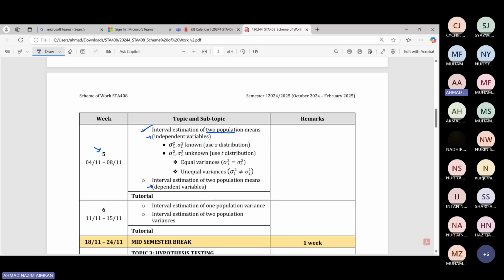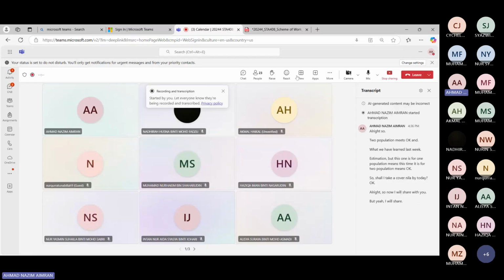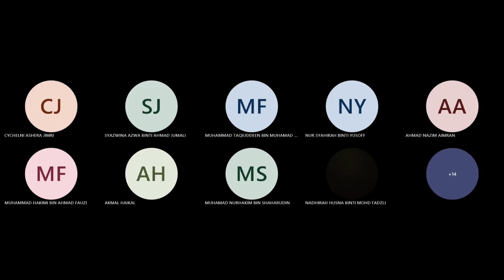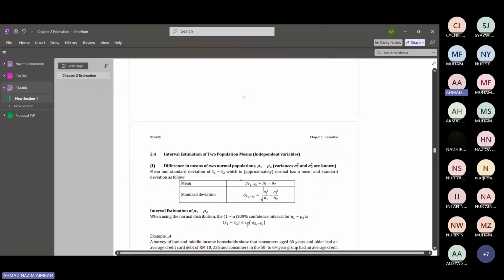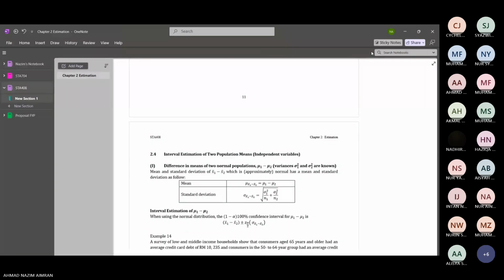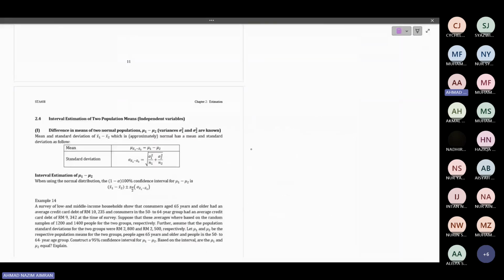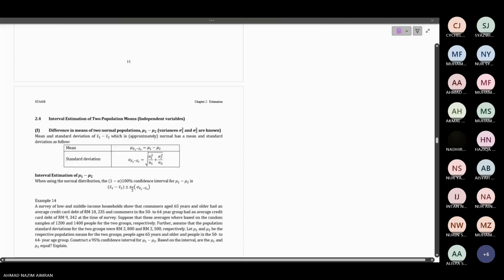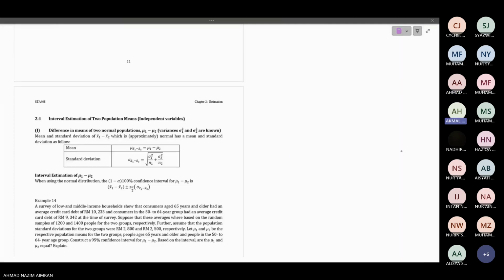Okay, alright. So now I will share with you. Wait, yeah, I will share. Okay, alright. Boleh nampak my screen now? My module Boleh doktor. screen. Boleh doktor. Right, thank you.